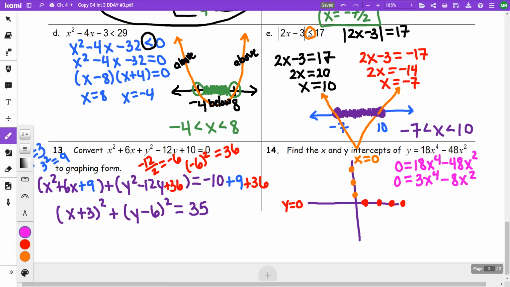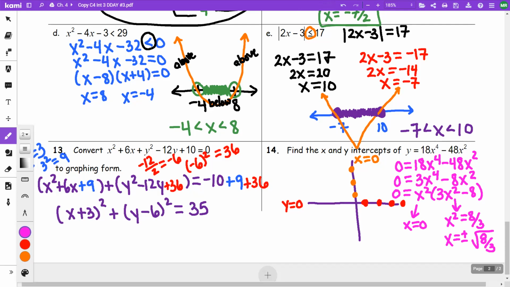Now, I'm going to factor this. I'm going to factor out an x squared. I'm going to be left with a 3x squared minus 8. And I'm going to solve. So this one is going to give me x equal 0. This one is going to give me x squared is equal to 8/3. So x is going to equal plus or minus, I'm just going to leave it right now as the square root of 8/3.